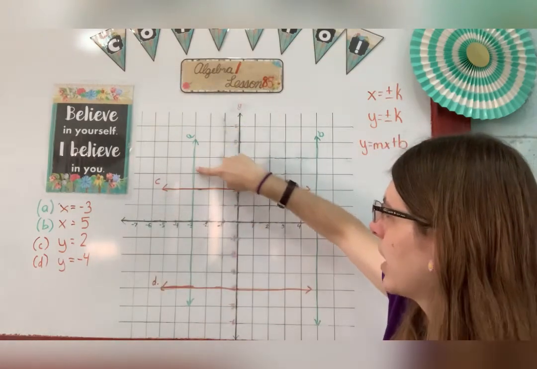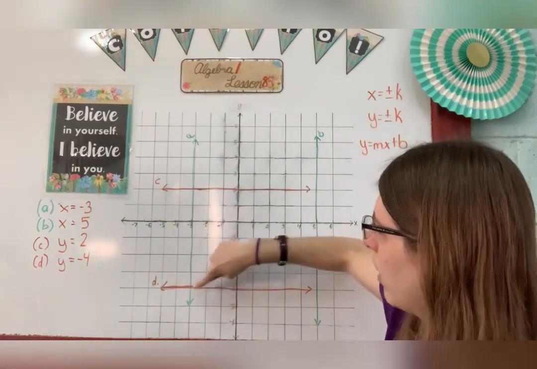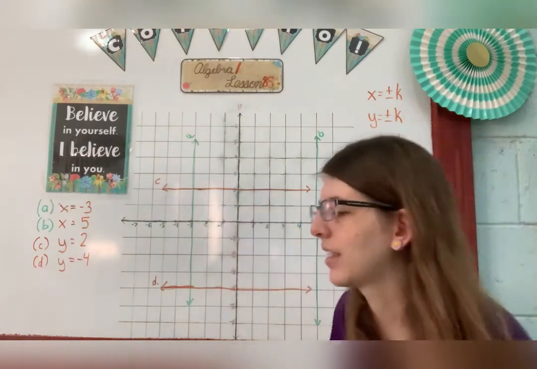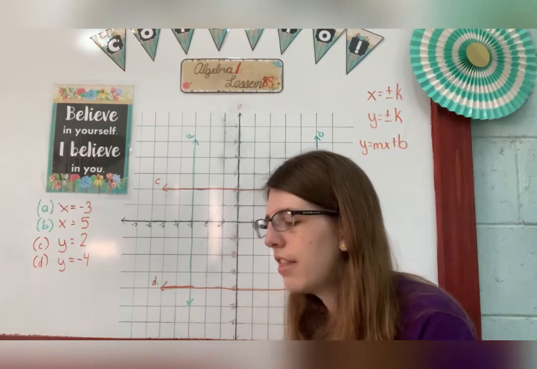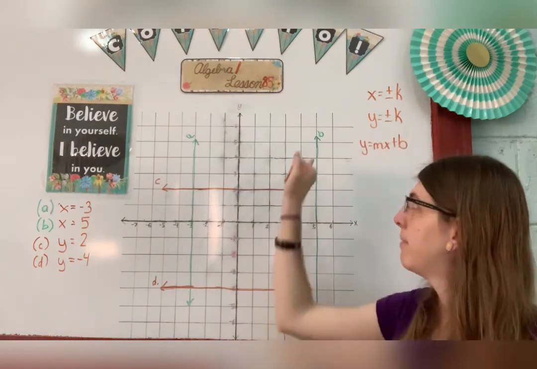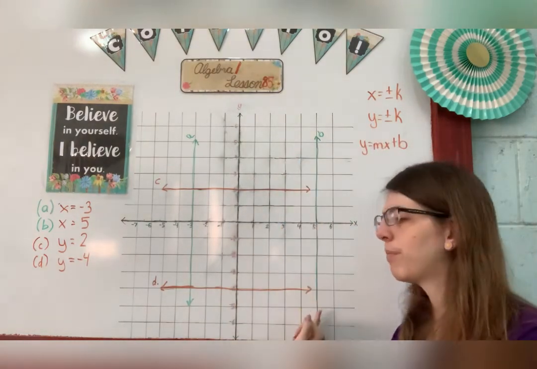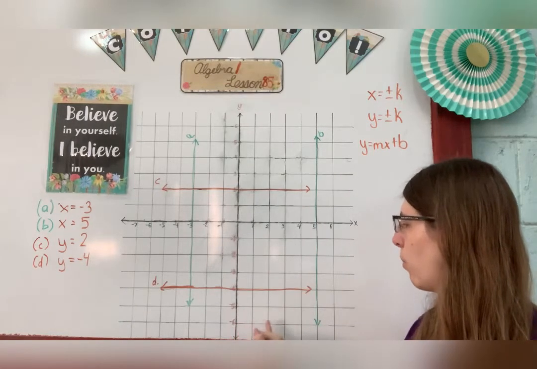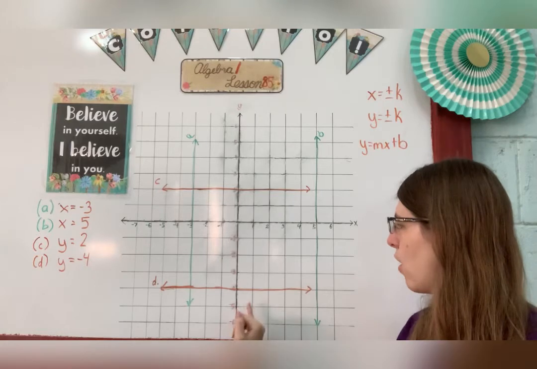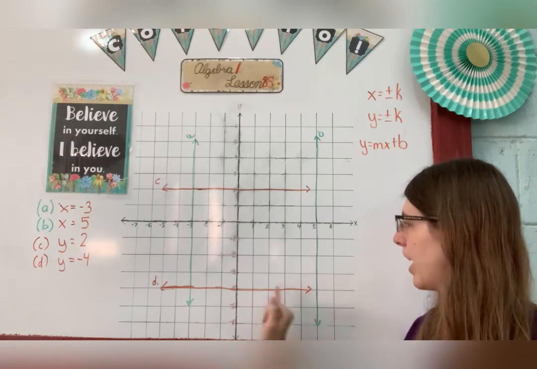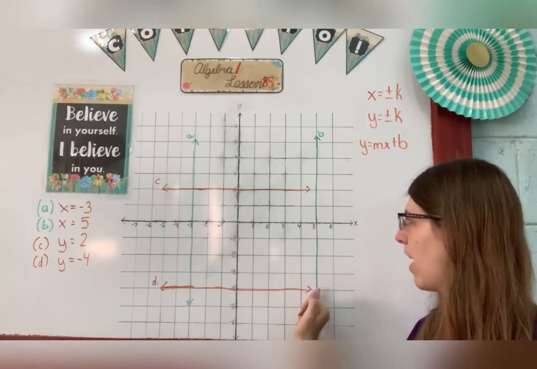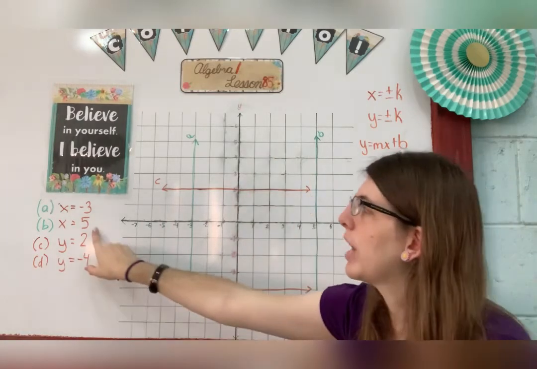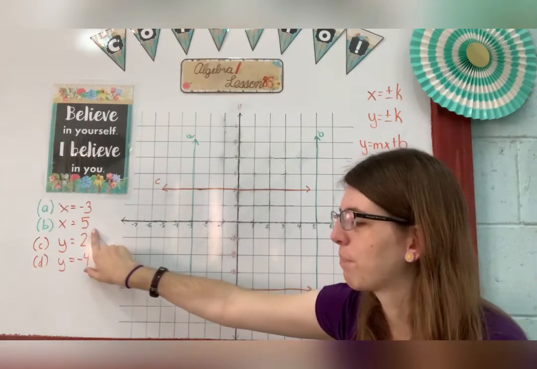So that's this one here on my board. All of the points are 3 to the left of the y-axis. Then every point for B, that would be this one right here, they are 5 units to the right. So you count 1, 2, 3, 4, 5. They're all 5 units to the right. And the equation is x equals 5.